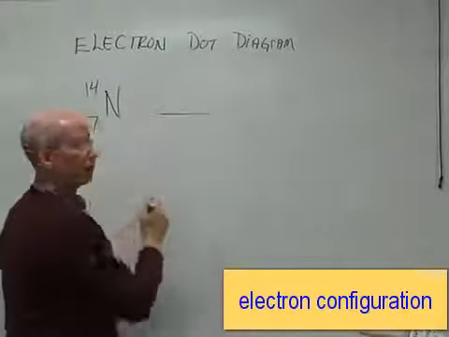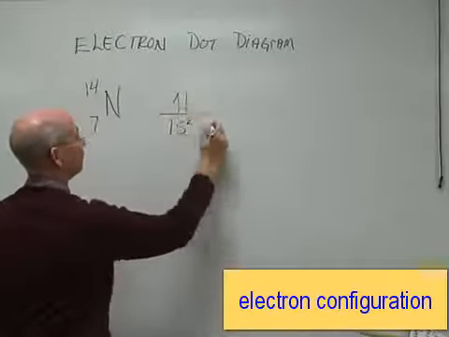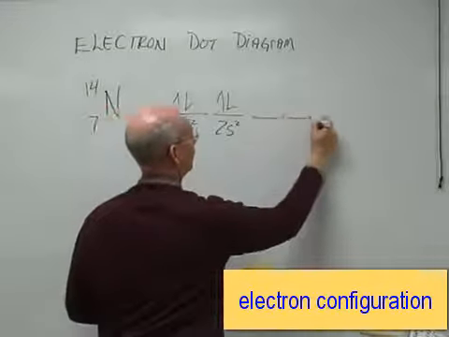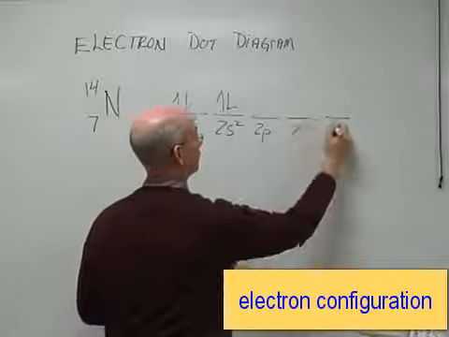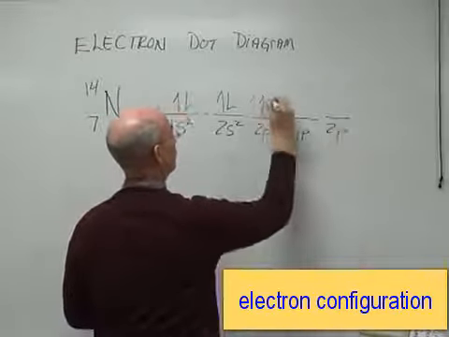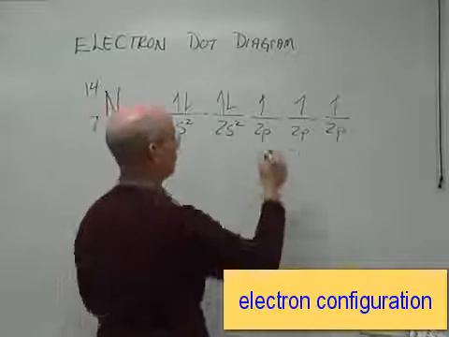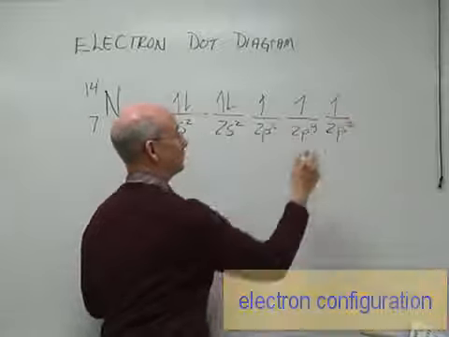If we draw the electron configuration, we have 1s2, we have 2s2, and then there are 3 2p sublevels, and they will each have 1 electron. And just to keep the spatial arrangement, we can call this X, Y, and Z.